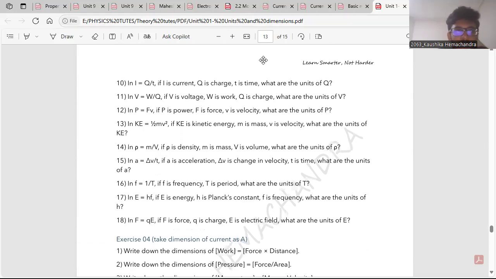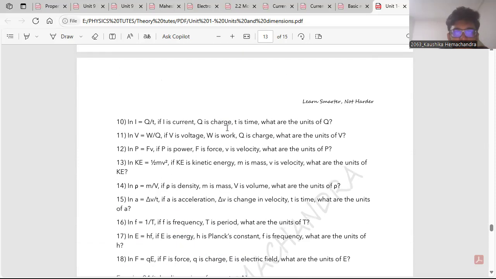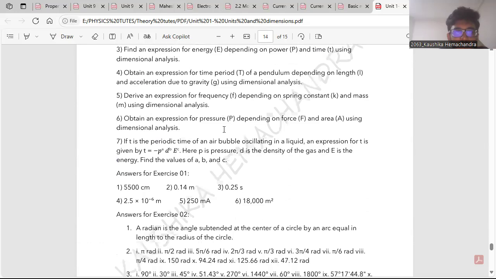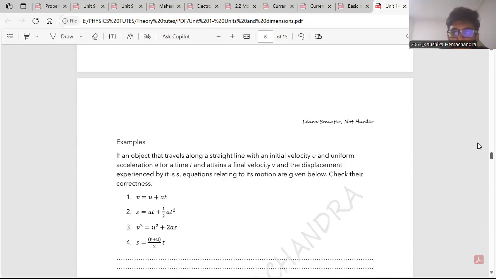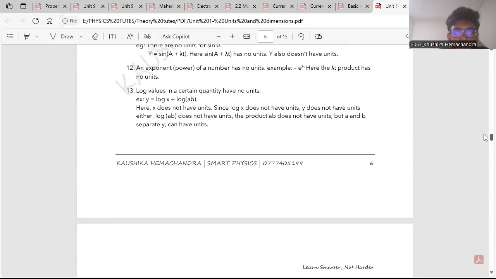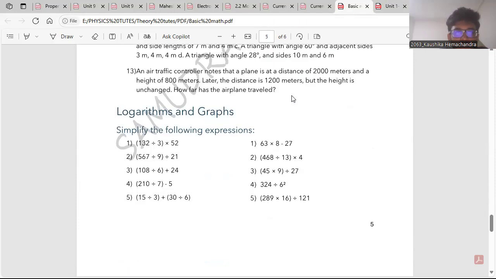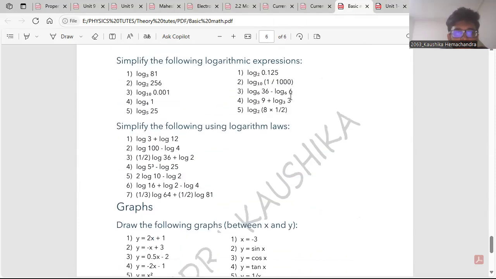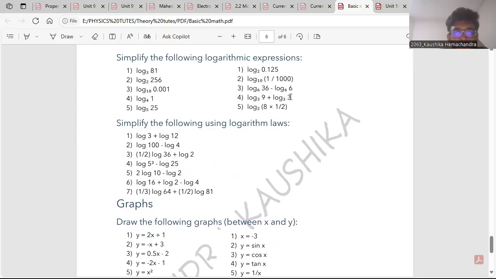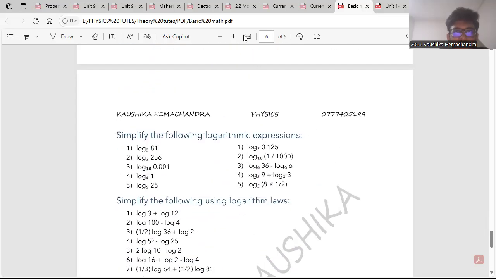Any more questions? I'll send the recordings to the group. Next, we can do dimensions, and also we can try to derive dimensions as well. We can try to start that part also. And we'll be doing logarithms as well. On the last fourth day, we'll do graphs. Then for 4 days, we have done the basic maths, no? Then it won't be boring.